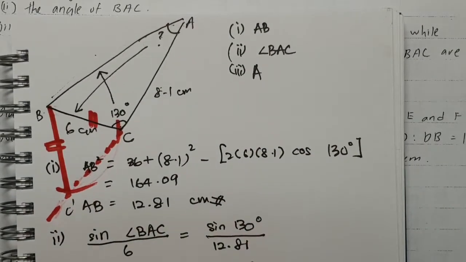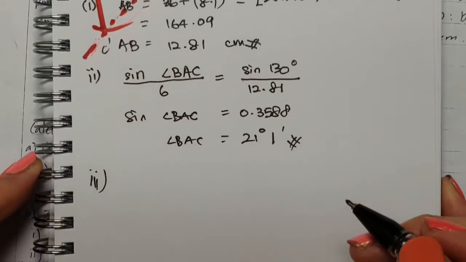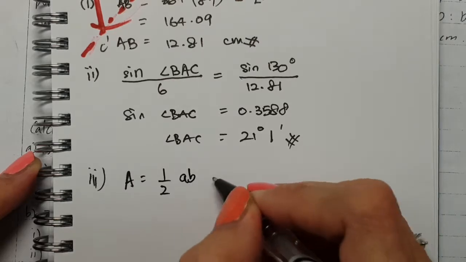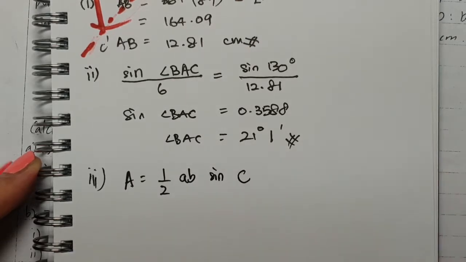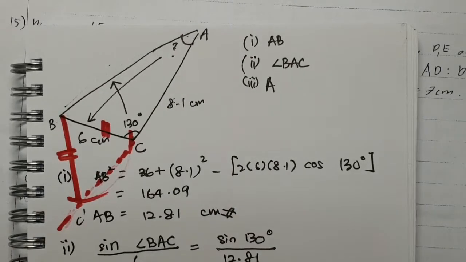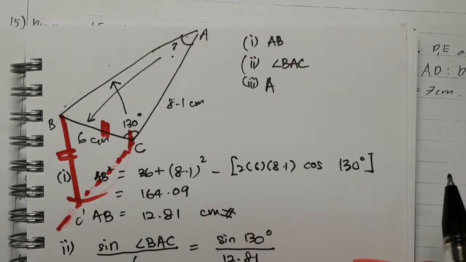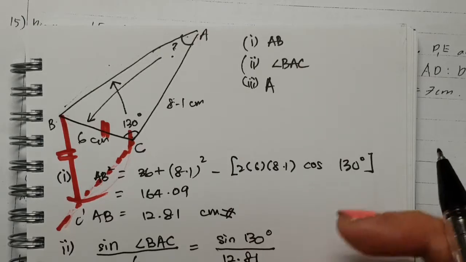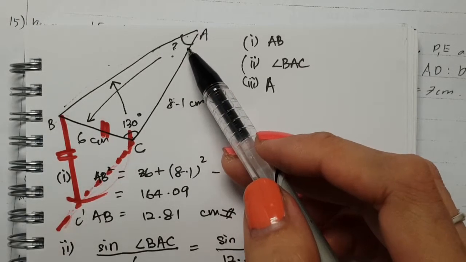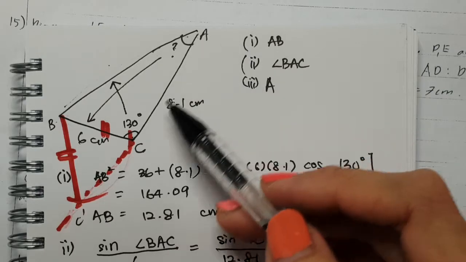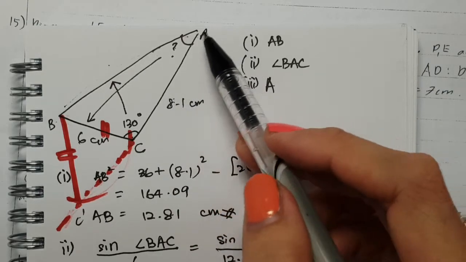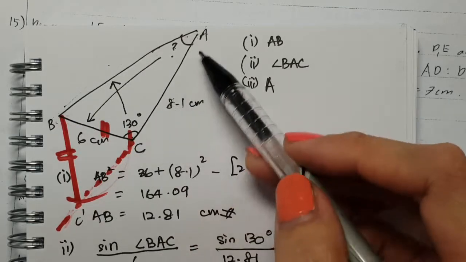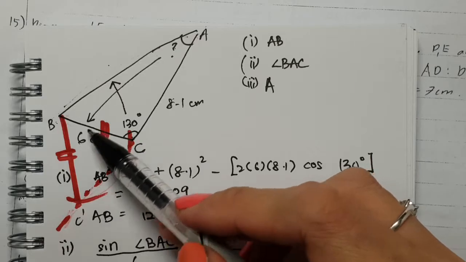So how do we find the area of the triangle? That is A equals half AB sine C. Which is our angle? Our angle is here. This is still the same. We need to find half AB sine C. I have this one. Do I have this? I don't have it. So how do I create this?